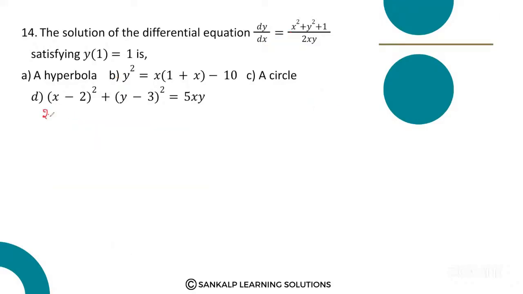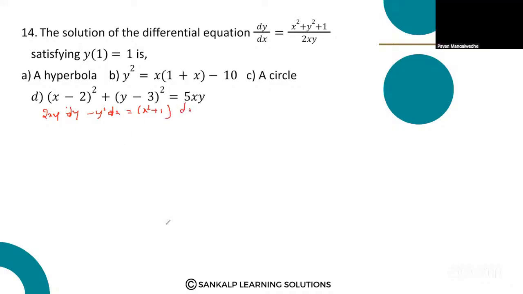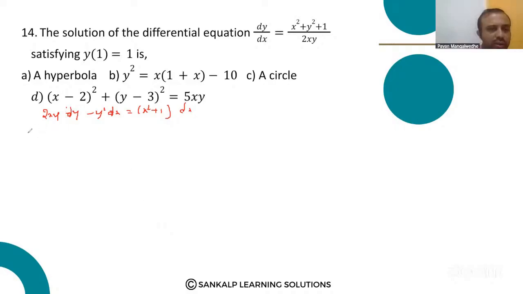Yes. So here it is 2xy dy minus y square dx is equal to x square plus 1 dx. Then dividing throughout by x square, what are we going to get? That is 2xy dy by x square. On the other side, it is x square plus 1 by x square.